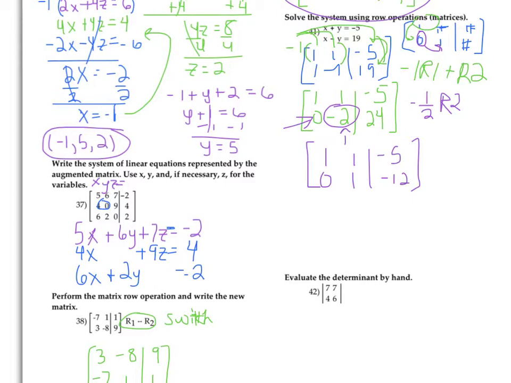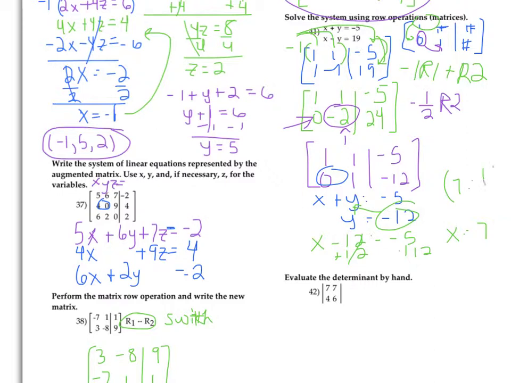We are trying to find x, y, and z here. So this is x plus y equals -5. And then y equals -12, because there's no x right here. So y equals -12. We plug that in here. We get x minus 12 equals -5. So add 12 to both sides. X equals 7. So that's 7, -12.